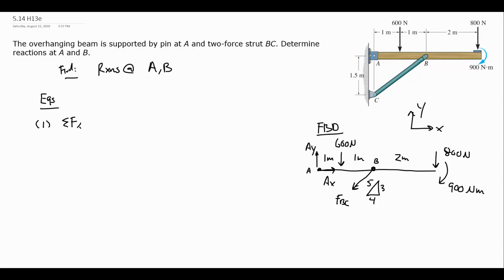I'll start with my force equations. X, just out of habit, I'll look at first. And looking at my free body diagram, I assumed AX was to the right, so that's going to be positive in this equation. AY is up, so it will not be here. 600 is down, 800 is down, and the 900 Newton meters is a moment, so it will not appear in my force equations. So the only other force that has an X component is the X component of FBC. So that's going to be minus 4/5 FBC.